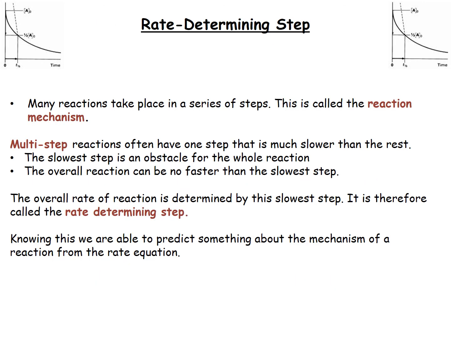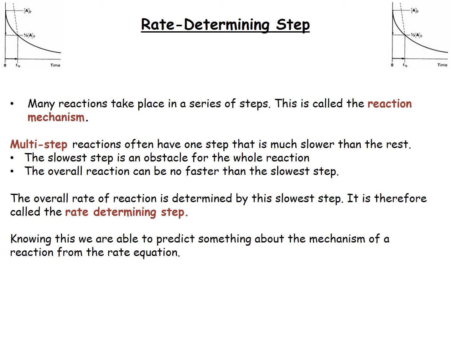So many reactions take place in a series of steps. They don't go A, B to C straight away. They might go A reacts with B to make a B plus, and then that breaks down to make a C. So multi-step reactions often have one step that's slower than the other steps. The slowest step is the obstacle for the whole reaction, and the overall reaction will be no faster than the slowest step.